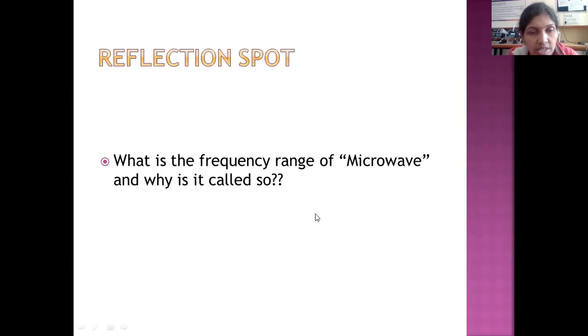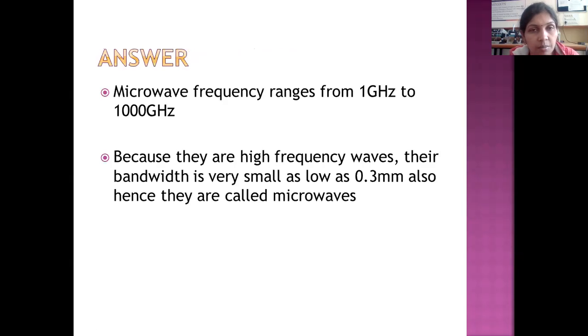Now, I want to give the answer. The microwave frequency ranges from 1 giga to 1000 giga, and because they have high frequency, the wavelength is very small, as low as 0.3 mm. That's why they are called microwaves.